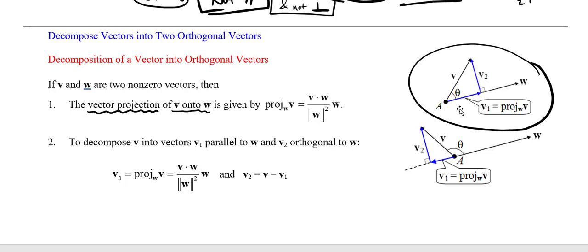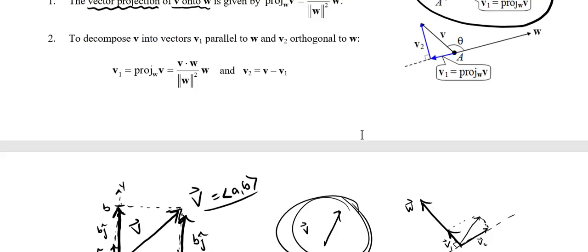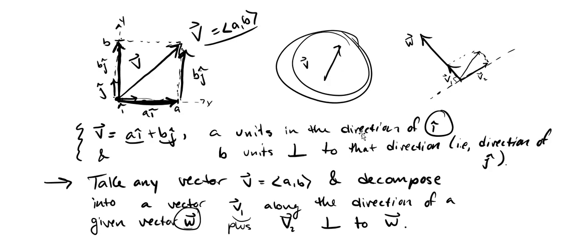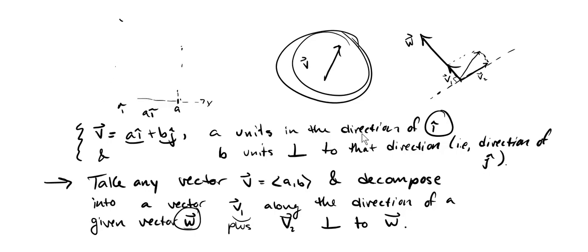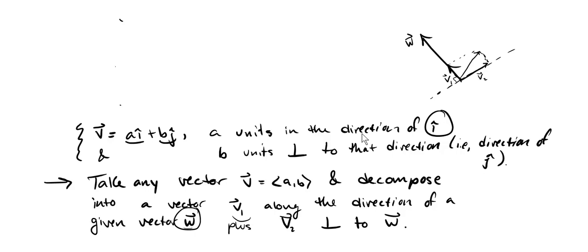Well, this v1, the part that's in the direction of w, we call that the projection of our original vector onto this w direction. This is the projection of v onto w. And I want to see a little bit about why we get this complicated formula for that v1 vector. So let's go back down here and see where that comes from. Let me erase some space here.